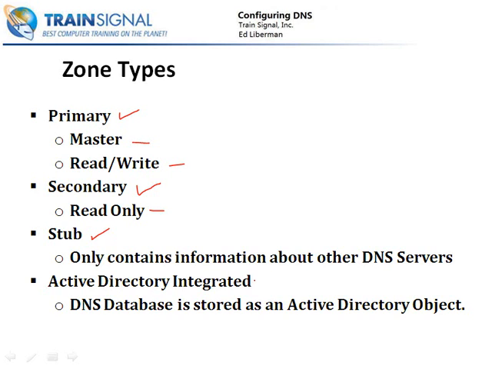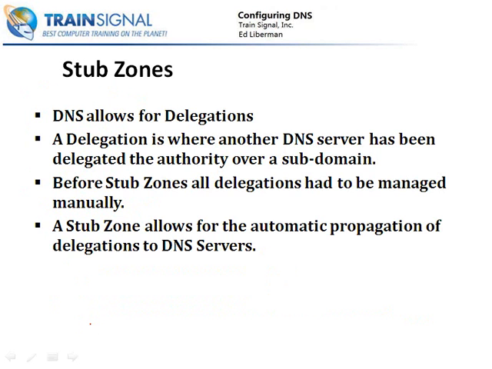But we also have something which is very common these days, which is something called an Active Directory integrated zone. Active Directory integrated zones take the place of the old primary and secondary. Now the DNS database is stored as an Active Directory object, eliminating that master read-write copy, having only a single master. Now we can use the multi-master replication topology that Active Directory provides for us. So let's talk a little bit more about stub zones.